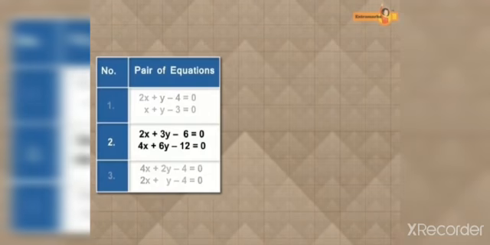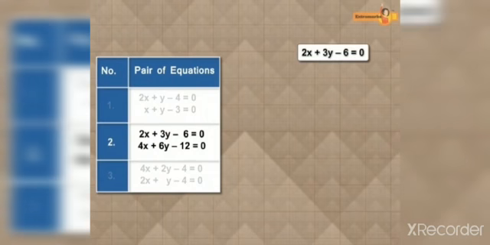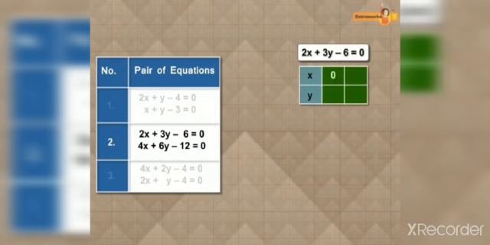Now, take the second pair of linear equations. In the first equation, 2x plus 3y minus 6 is equal to 0. If we consider x is equal to 0, then we get y is equal to 2. And if we consider y is equal to 0, then we get x is equal to 3.